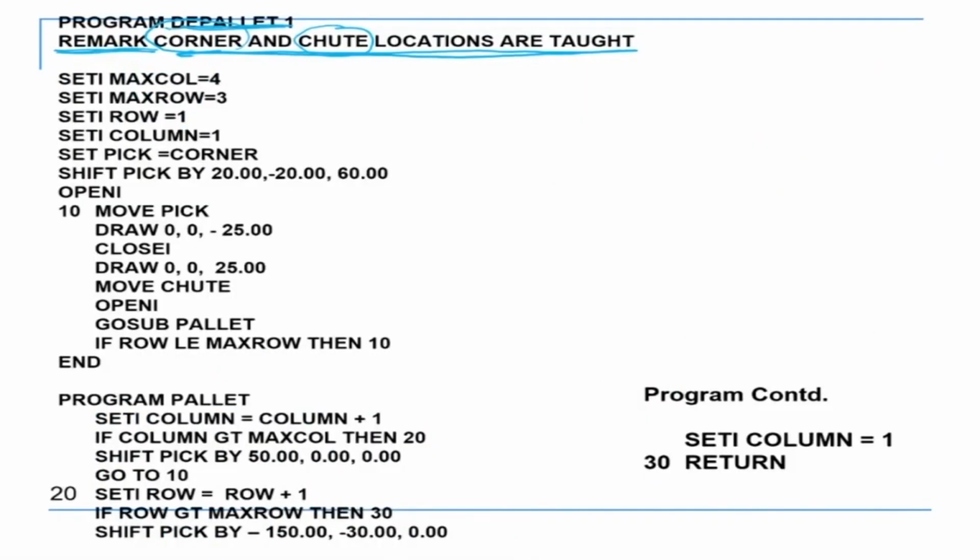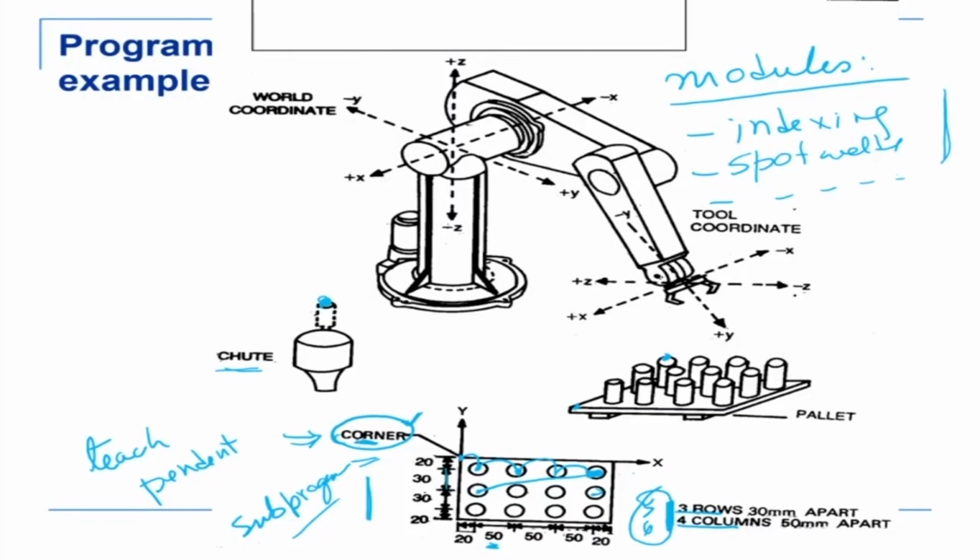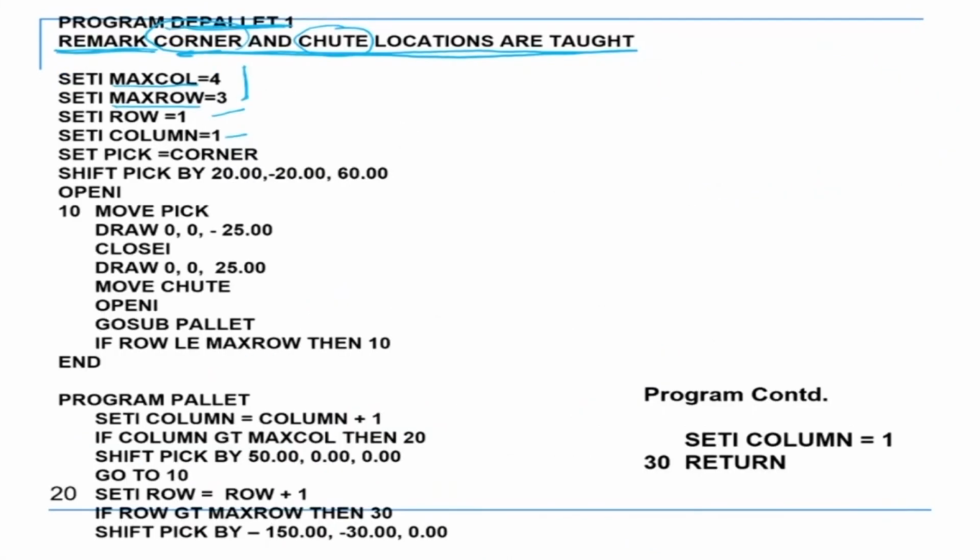So the first thing that we define here is the constants. Max column and max row. Max column is 4 and max row is 3. This is defining the number of rows and columns on the palette. Then it sets the row to 1 and sets the column to 1. That means I'm going to start from my column number 1, I'm going to start from here. So that's row 1 and column 1. So first it defines max rows and max column, then it sets row to be 1 and column to be 1.